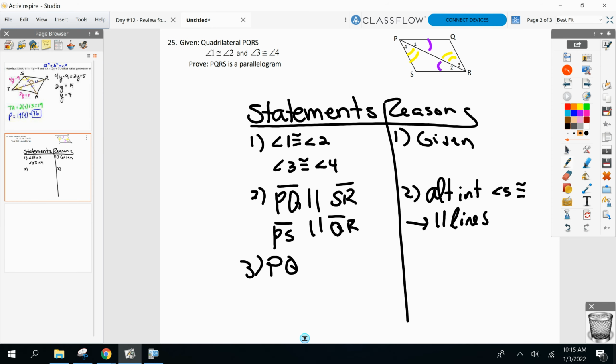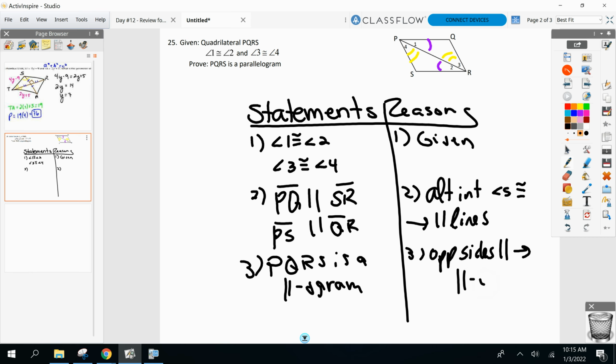So PQRS is a parallelogram. And what are we going to write down for the reason if I come upon this tomorrow? Well, what did you just prove? Look at your proof. Opposite sides parallel implies a parallelogram, there we go. Questions there? All right, let's keep trucking.